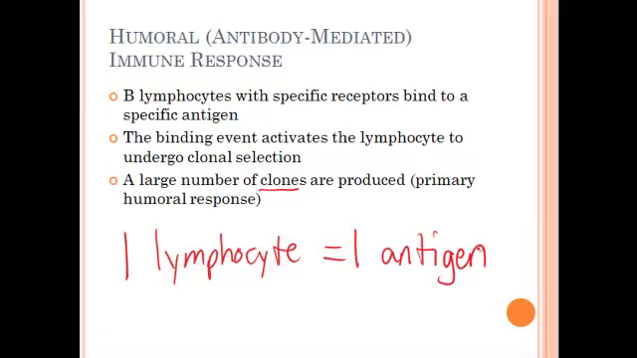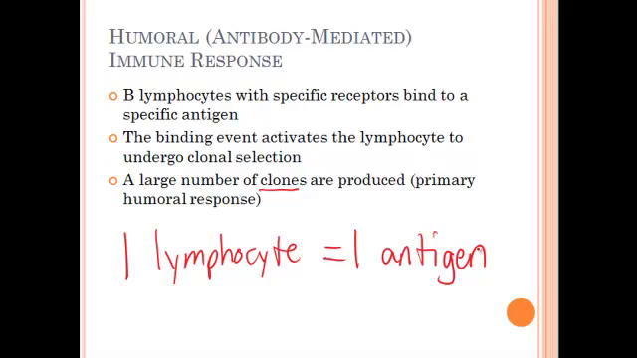Meaning that, say that you get a flu virus in your body. There's one type of lymphocyte cell, or one lymphocyte cell in your body that will recognize that flu virus. If you get a different flu virus, that same lymphocyte can't recognize the other flu virus. It has to be a different lymphocyte.